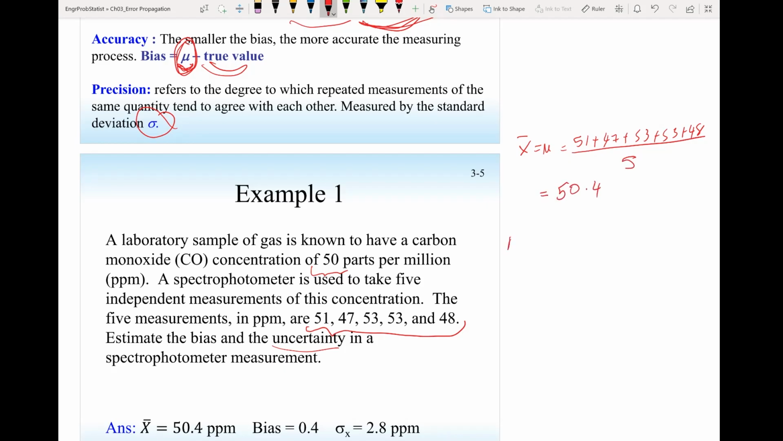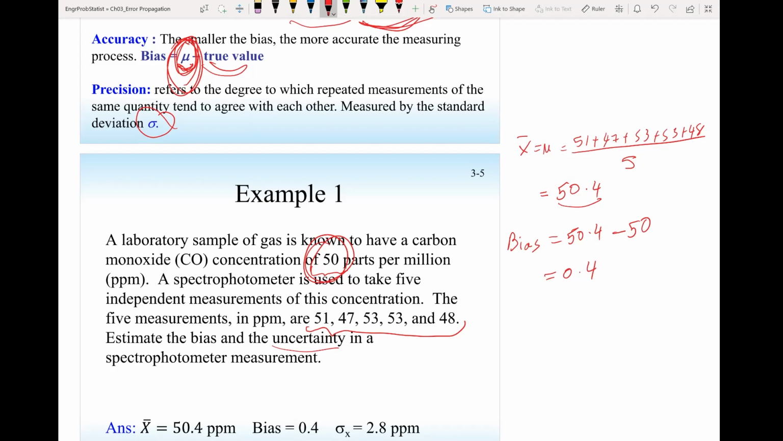So then the bias will be the mean of the samples you take. That will be 50.4, that's this one, minus the true value. And the true value is 50 parts per million. So that is 0.4. So that's the bias. So that technician can come and calibrate the instrument to reduce 0.4. So that's like a DC offset.